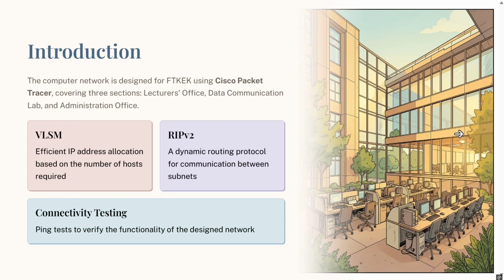The computer network is designed for FTCAT using Cisco Packet Tracer, covering 3 sections: lecturers office, data communication lab, and administration office. VLSM efficient IP address allocation based on the number of hosts required. RIP version 2, a dynamic routing protocol for communication between subnets. Connectivity testing, ping test to verify the functionality of the design network.